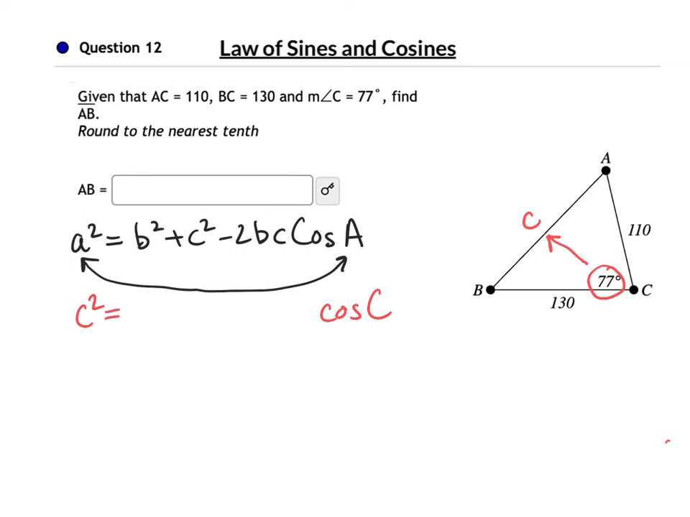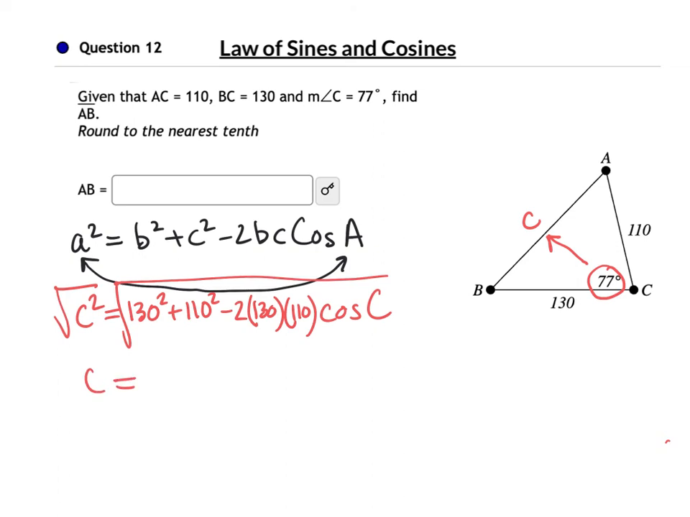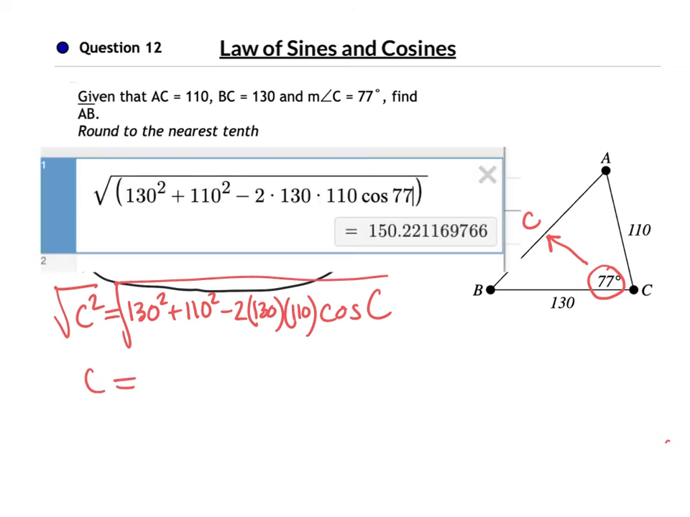And then these are the other two sides: 130 squared plus 110 squared minus 2, and repeat those, 130 times 110 cosine of C. Because we're just plugging this in the calculator, the square root of this will give us what c is. Plugging that in Desmos gives me, to the nearest tenth, that c has a length of 150.2. Always check that your answer is reasonable. Look at the other two sides, 130 and 110. So this must be the biggest side, 150.2.